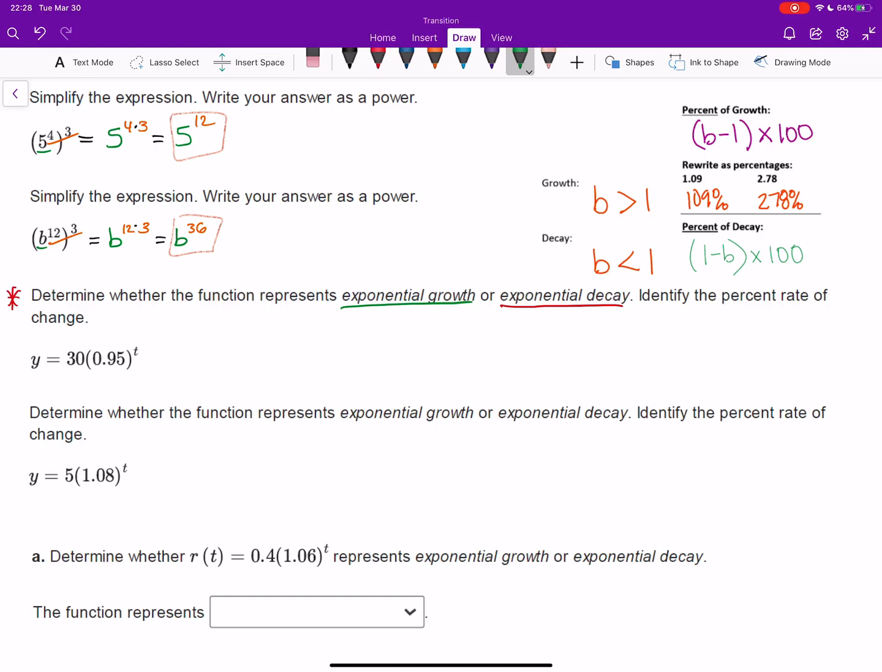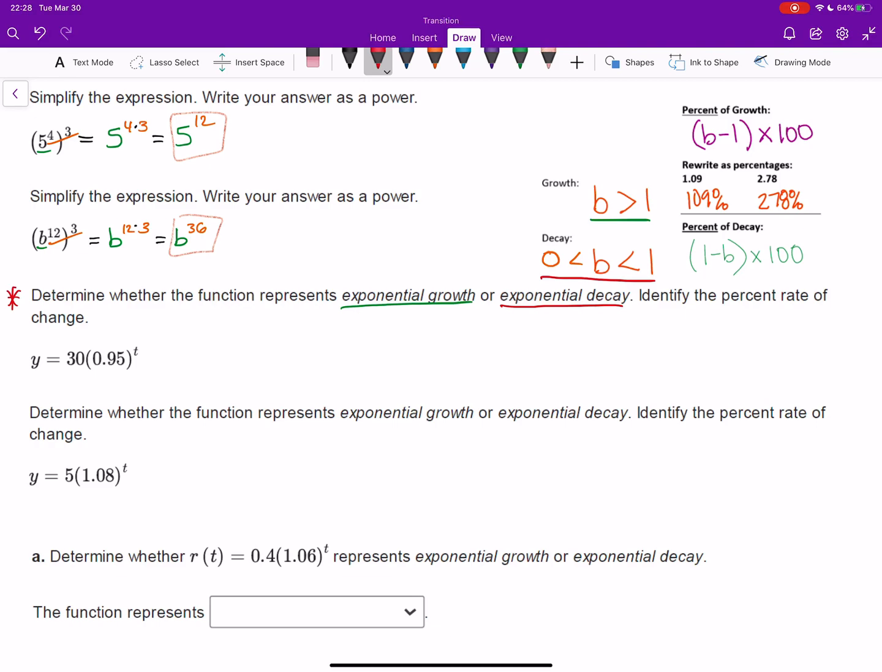If I look up here, exponential growth is determined by my b value being greater than 1. I should actually add this to the notes too. And exponential decay is when it's smaller than 1. It still has to be bigger than 0. It's one of our rules. But just think of it: is it bigger than 1 or smaller than 1?